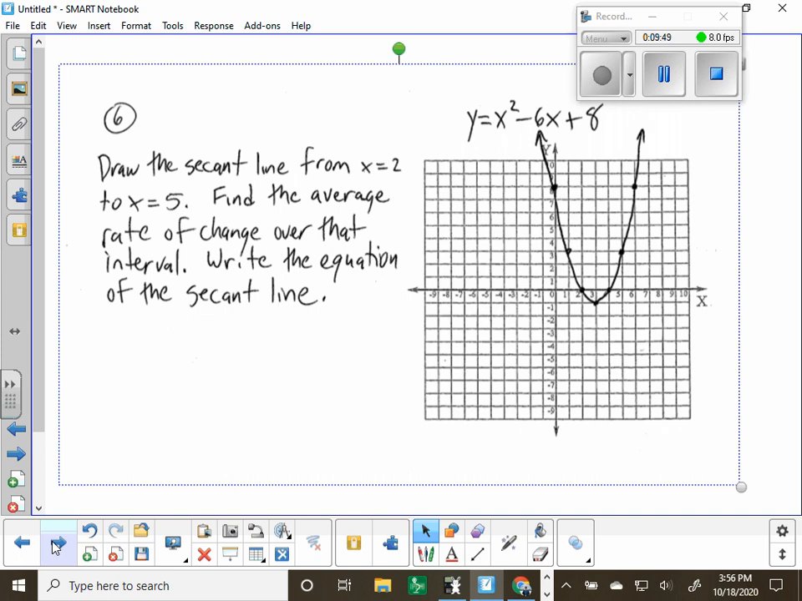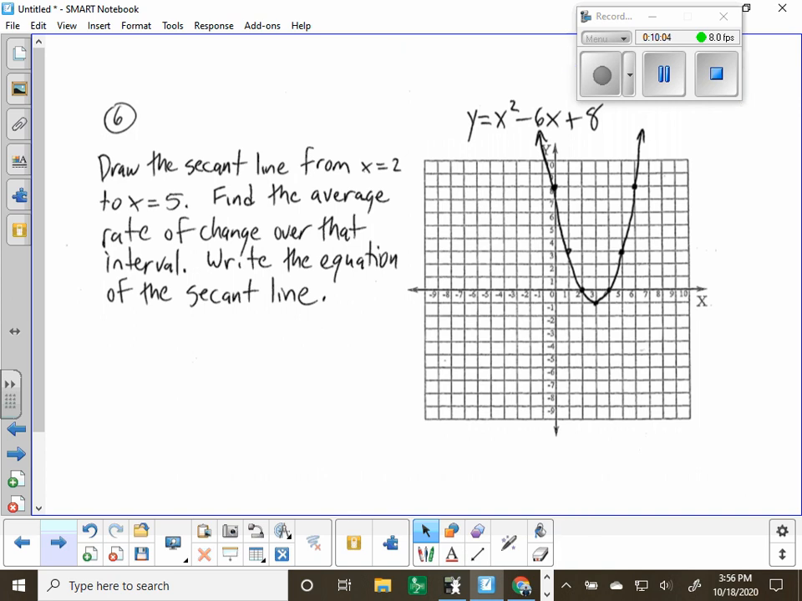Number 6, we're supposed to write the equation of the secant line between 2 and 5. So here's 2 right here. Let me get back out of this, and here and here. So there's 2 and there's 5. So we're going between those two. There would be the secant line.